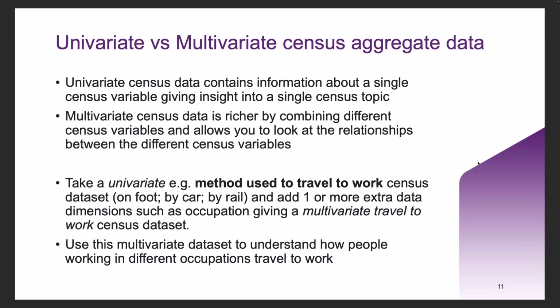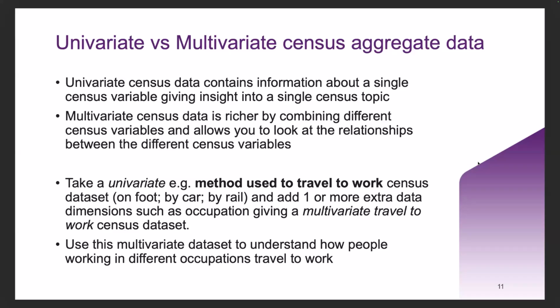There are different types of census aggregate data: univariate aggregate data and multivariate. The univariate census data just contains information about a single census variable, which could be just accommodation type or tenure, whereas multivariate data gives you multiple topics for each data set. So it would give you accommodation type but also tenure combined, and this gives you a much richer insight into the information.